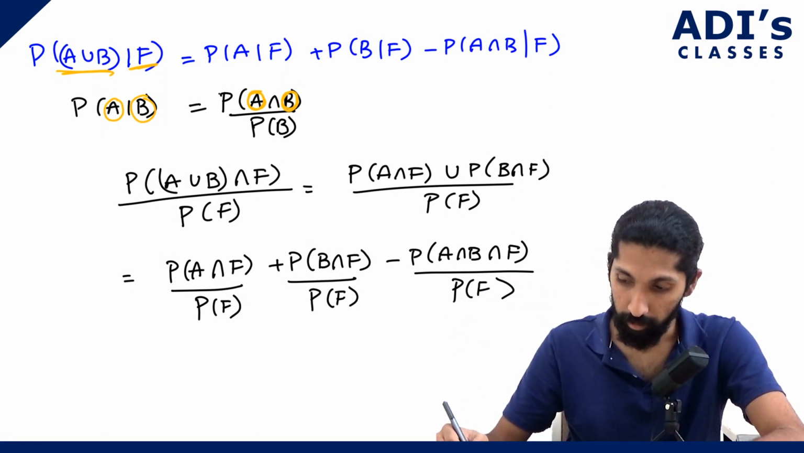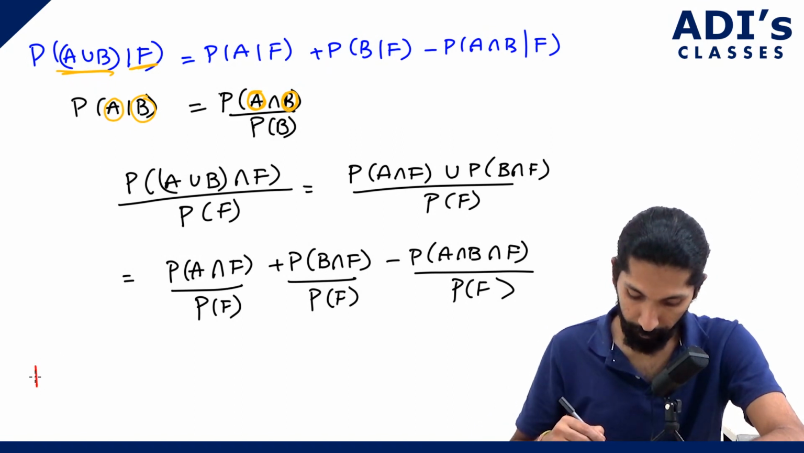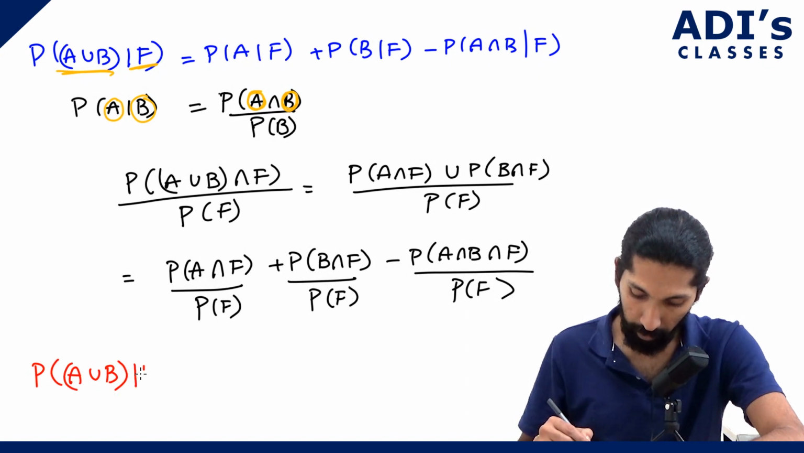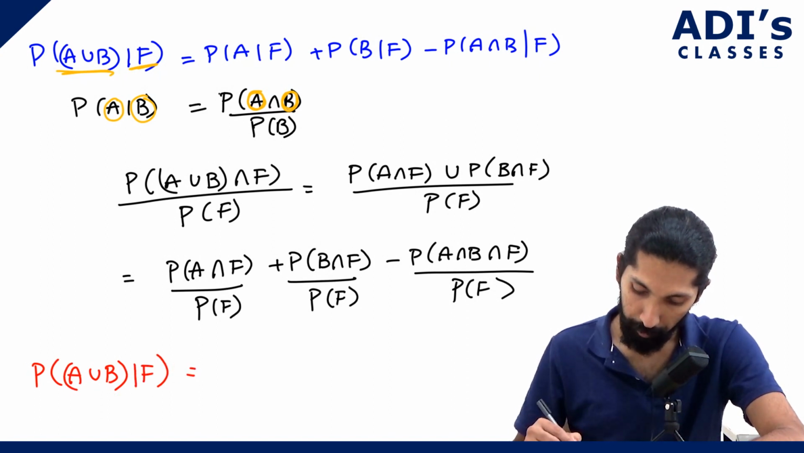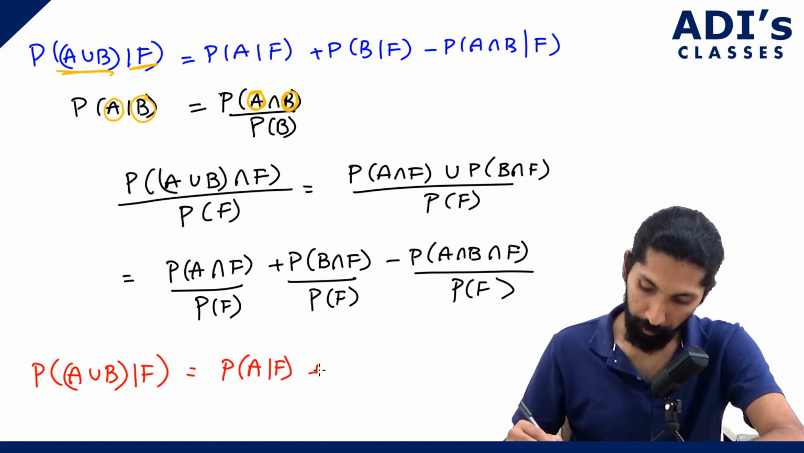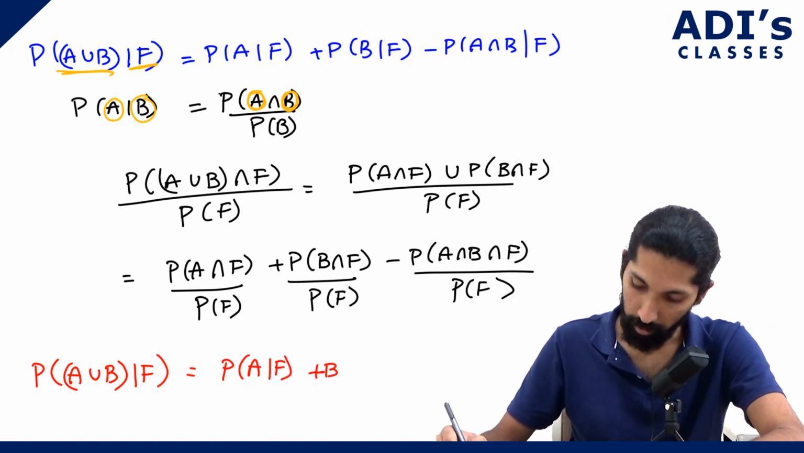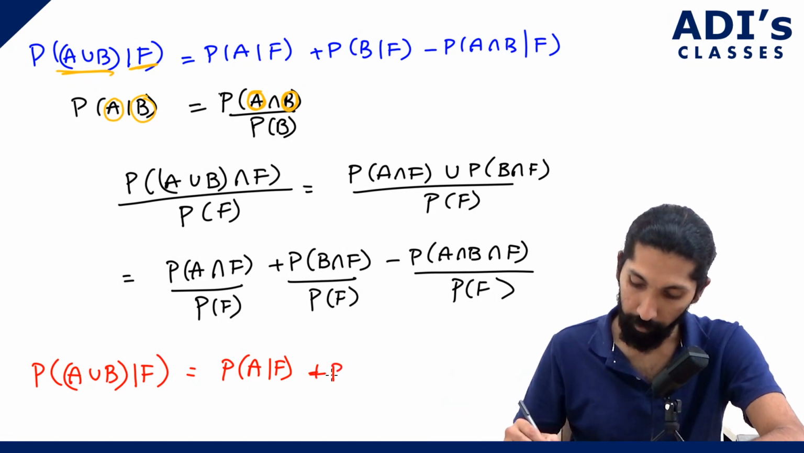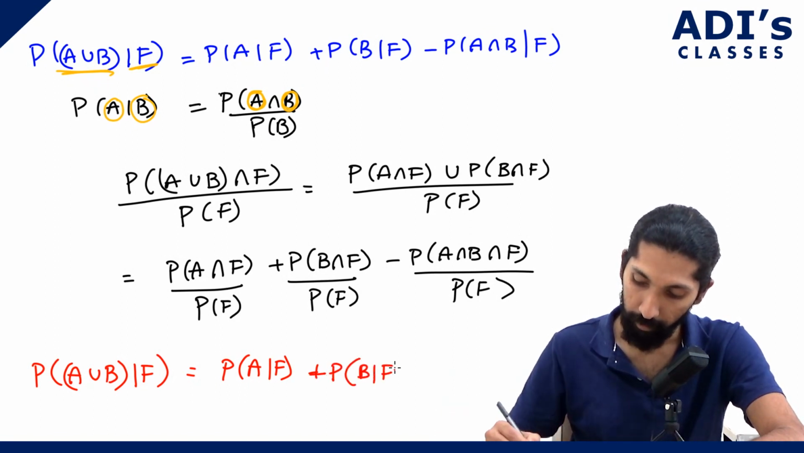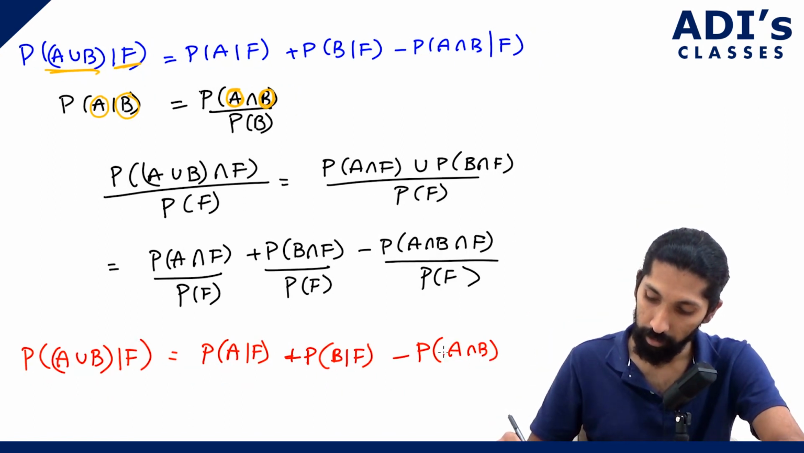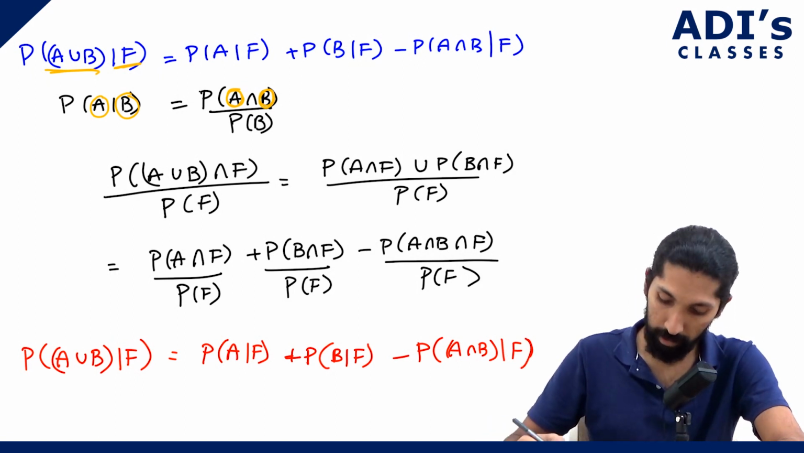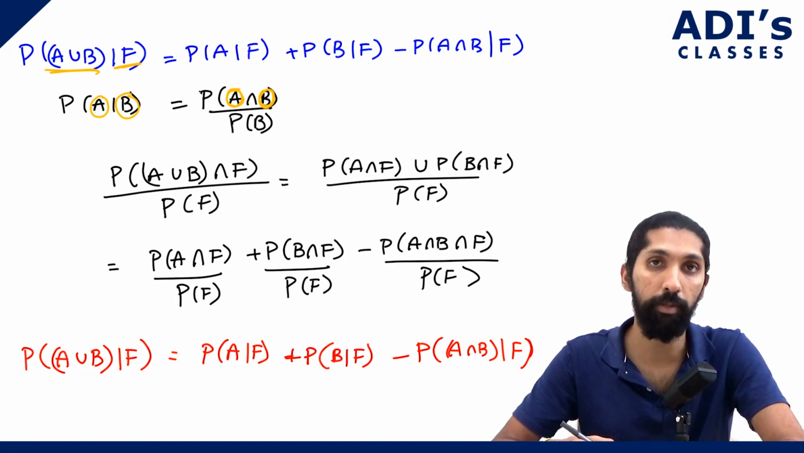So in this case, we get P of A union B given F is equal to P of A given F plus P of B given F minus P of A intersection B given F. So this is the second property.